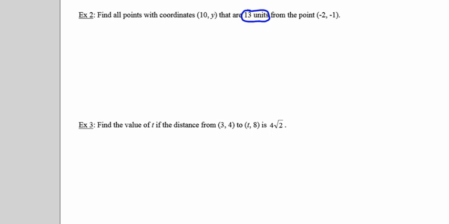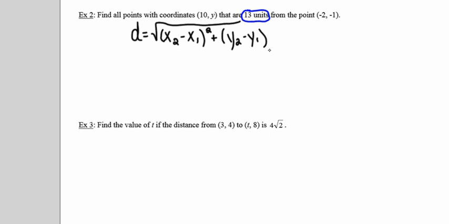Anytime I want to use a formula, I'm always going to write it down first. So the very first thing I'm going to do is begin by writing that distance formula down. You need to write the distance formula on your paper as well. And then I'm going to go plug in to my formula all of the terms that I know. This question is different than the first one because in this question we know the distance is 13. So in for distance, I'm going to substitute 13.